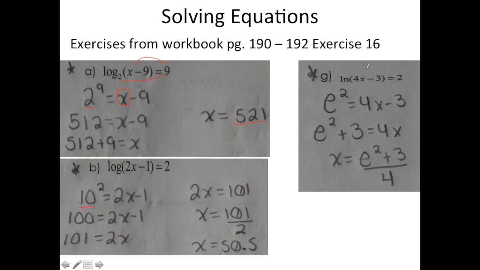And the last example I want to review is with natural log. Remember that if you have a natural log, you should know that it's a base e. So you start off with the base e, the exponent is the 2, and that must be equal to 4x minus 3. Since in this example we're not using a calculator, e to the 2 stays as e to the 2. The 3 is subtracting, so I got to take it adding to the other side, so you have e to the 2 plus 3. And then the 4 is multiplying the x, so you take it to the other side dividing. And this right here would be your final answer: e to the 2 plus 3 over 4.